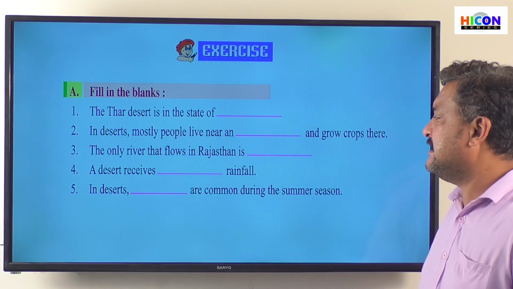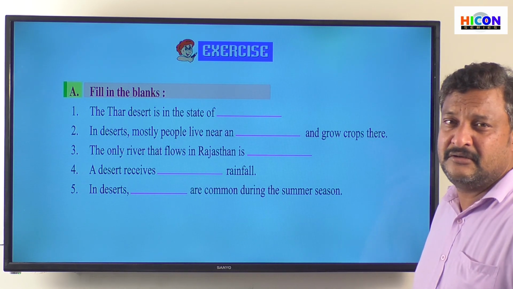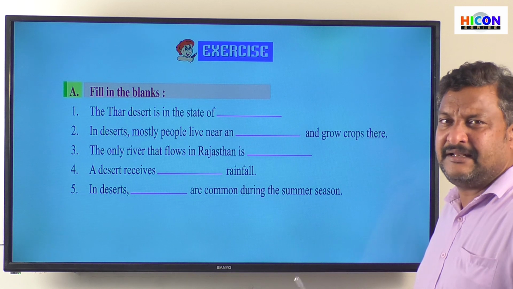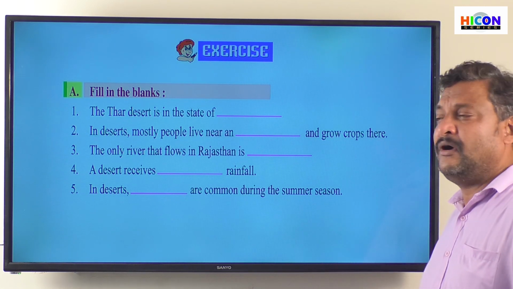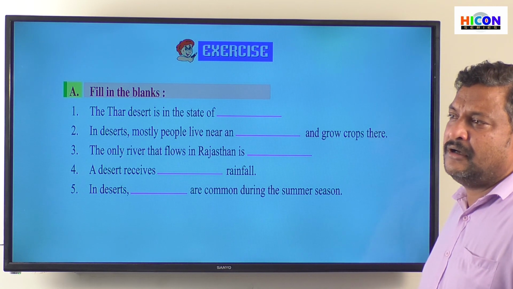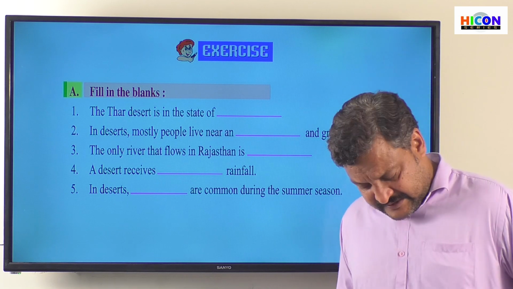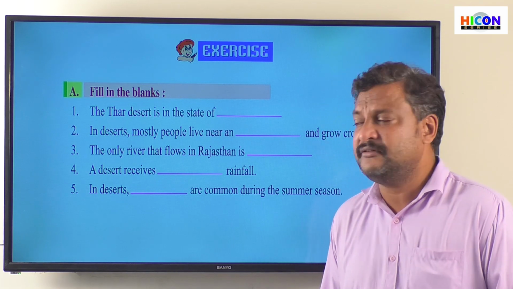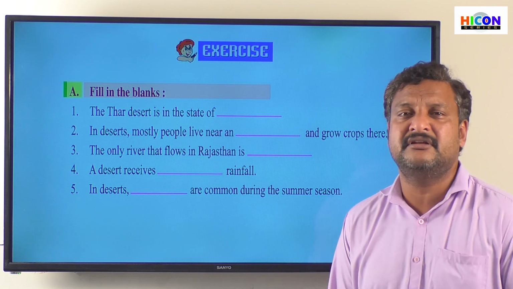Our desert receives dash rainfall. What kind of rainfall? Heavy rainfall, moderate rainfall, slight rainfall, or very little rainfall? What kind of rainfall do the desert regions receive? Yes, desert regions receive very little rainfall.